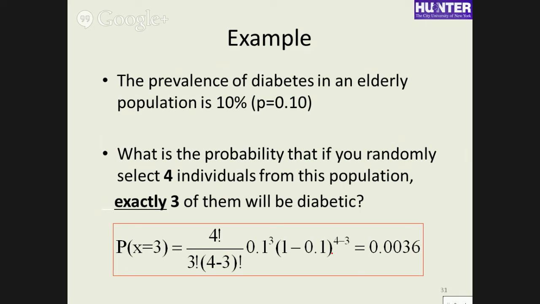So as an example, the prevalence of diabetes in an elderly population, let's suppose it's 10%, so the p is 0.1. What is the probability that if we take any 4 individuals independently, not family members, not all people who met each other through a diabetics group or something like that, exactly 3 of them will be diabetics? Here's just an example of using that binomial distribution calculation.